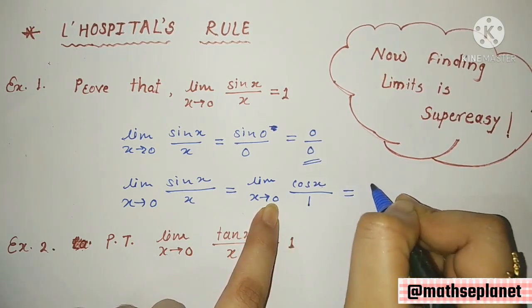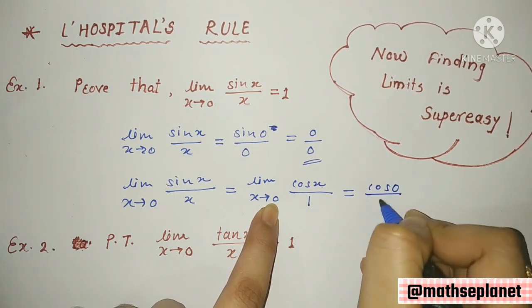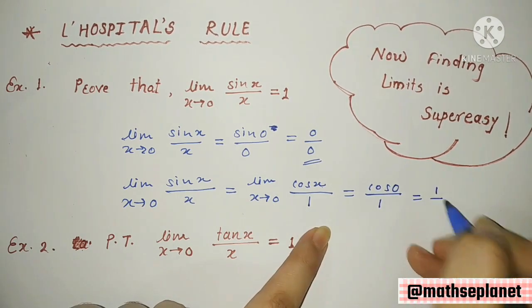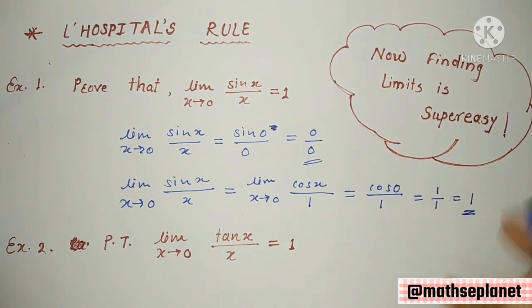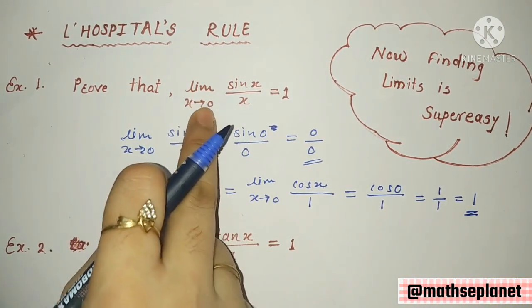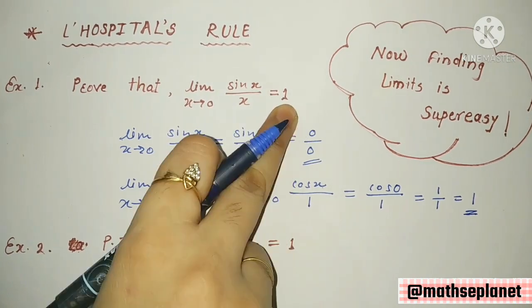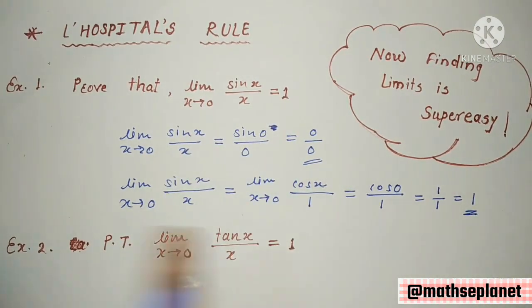So cos 0 upon 1, cos 0 is 1, divided by 1, and hence the value of limit x tends to 0 sin x upon x is equal to 1. So this we can prove by using L'Hopital's rule.